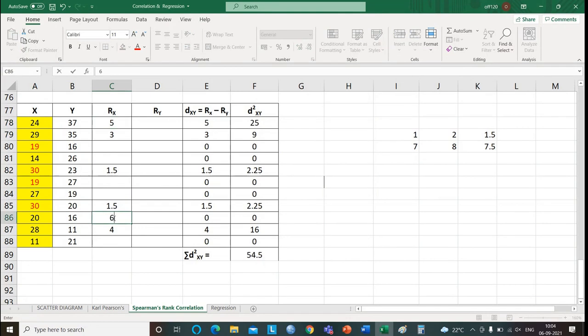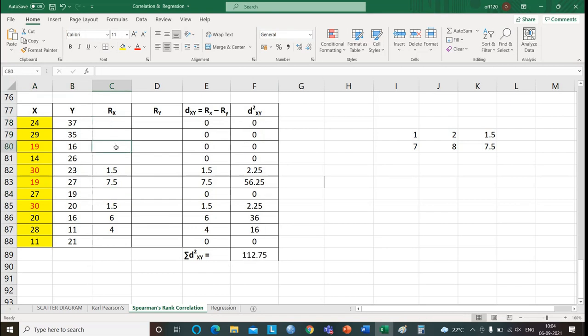Next, 20 is given as sixth rank. After that, 19 is repeated twice. So we give 7.5 and 7.5. 7 and 8 are finished. So the next number we have to give is 9th rank. Again, we have made a mistake here by omitting the 27 value. So these are the overlapping mistakes we make while solving this repeated ranks problem.